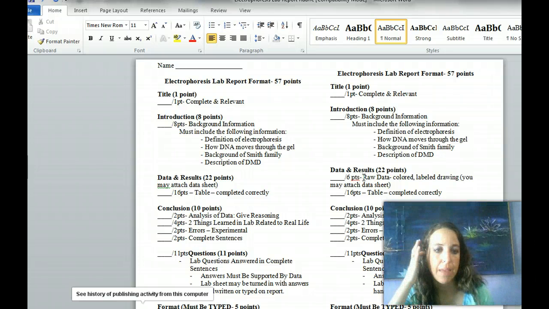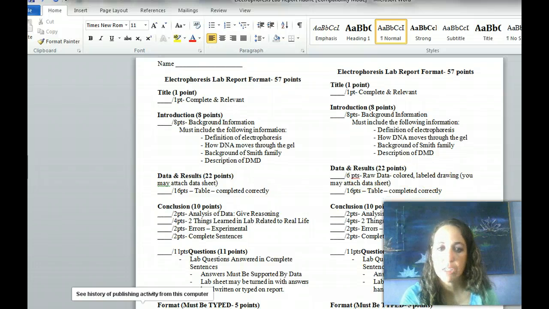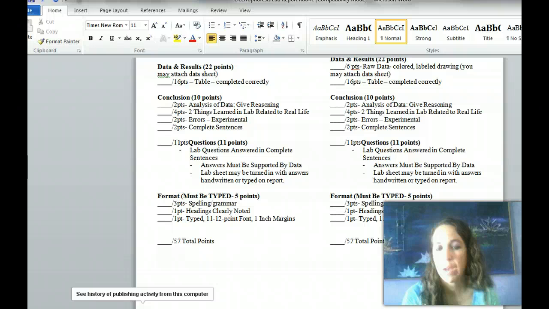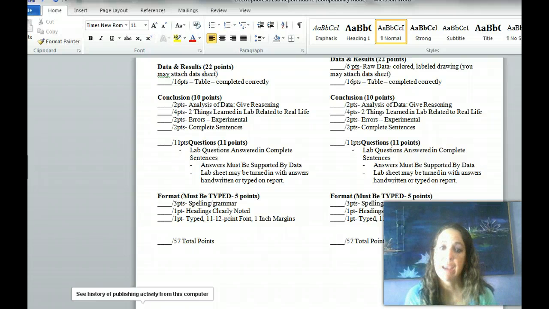Then the next part is the conclusion. So the analysis of the data. Basically, you're taking the table and you're telling me what it means. So which family members have Duchenne's, which ones are carriers, which ones are healthy, and how do you know that? So use your data to support it. Two things learned in lab related to real life. So just how can we use this in real life? And then, did you have any errors in there?